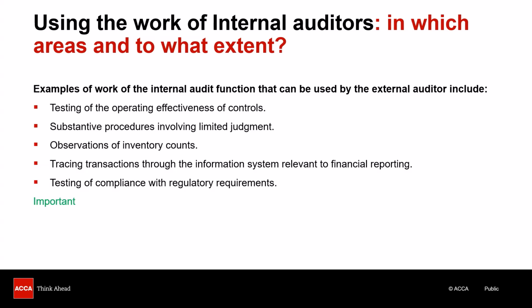Once we've determined that the work of the internal audit function can be used for statutory audit, we need to identify areas which are relevant to our overall audit strategy and plan. So common examples could include, we could use their work where they've tested operating effectiveness. So remember, we carry out tests of controls to confirm the operating effectiveness. So if they've done it, we can use their work.